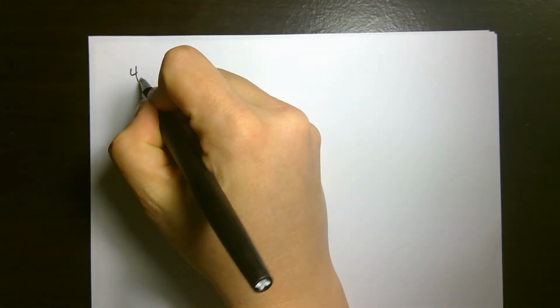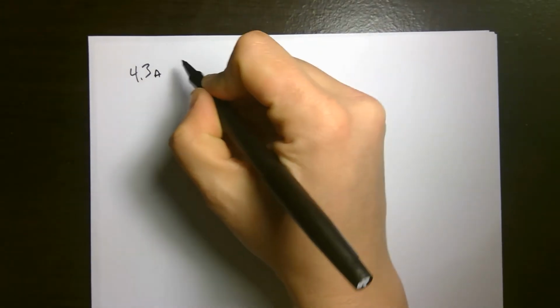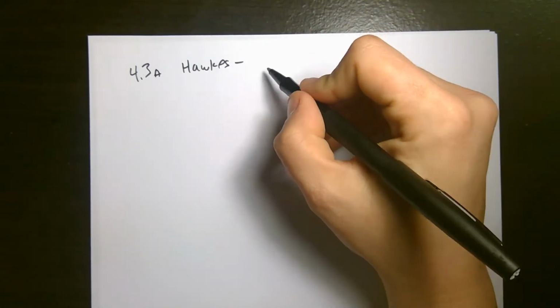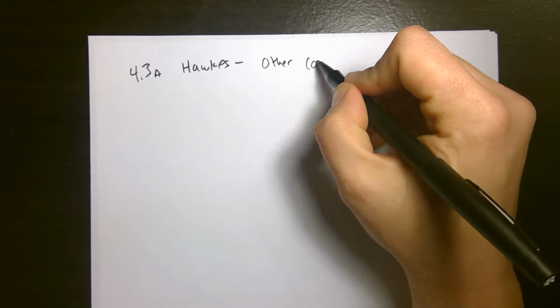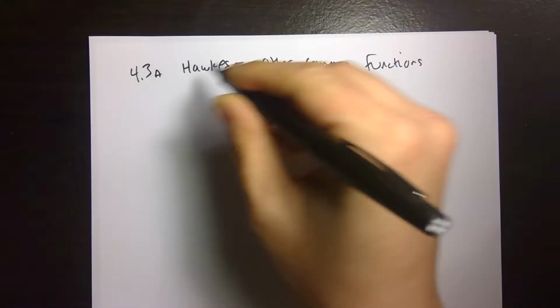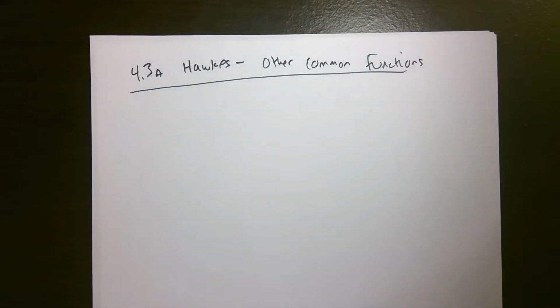Okay, so this video is going to be for 4.3a Hawks homework. And this particular section is other common functions. Like we mentioned in the notes, we have these four parent functions that we need to be able to memorize so that we can manipulate them easily.